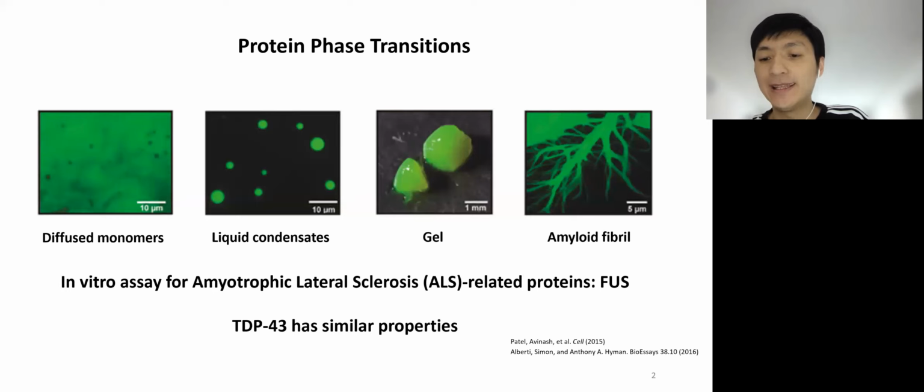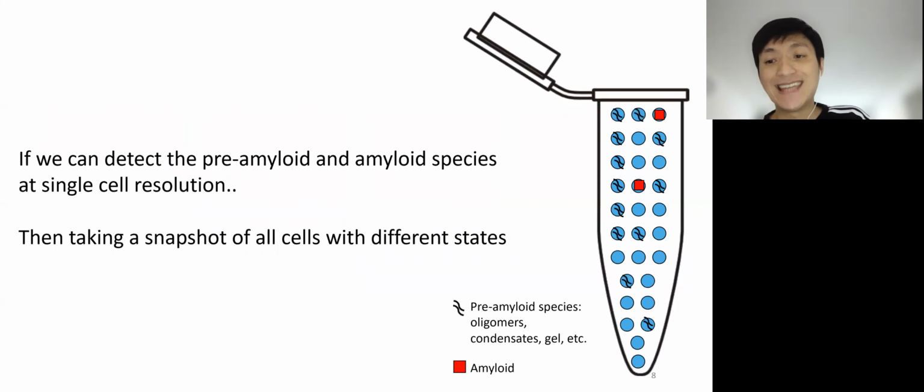pathology. Accumulated studies suggest that in addition to the amyloid, studying the entire amyloid process or the kinetics is more critical to understanding their roles in both function and disease. However, studying the full spectrum of protein aggregation is very challenging. If we can detect the assembled proteins such as pre-amyloid or amyloid species for each cell, then taking a snapshot of all cells will give us a better distribution or kinetic information of the entire aggregation.